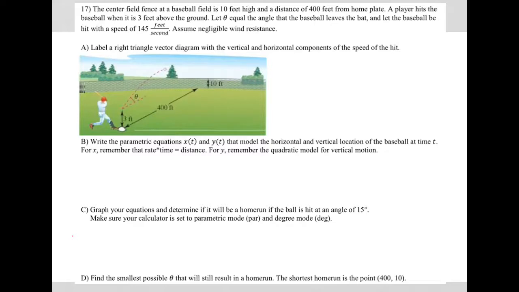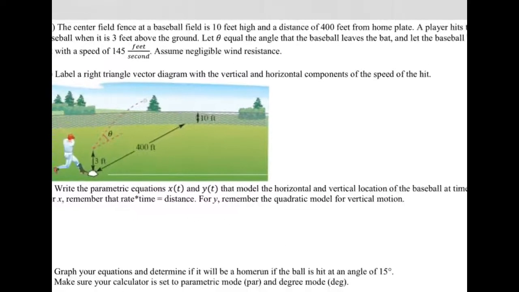And we're going to assume negligible wind resistance because we're going to keep these calculations a little more simple. They're involved enough. So first thing we want to do is label a right triangle vector diagram to figure out what is the vertical and the horizontal component of that velocity, the speed with which we're hitting the ball. So think back to what you know about vectors. Remember, a vector is kind of like a little right triangle, where the magnitude is on the hypotenuse, the magnitude being the speed, 145. The angle there is theta.